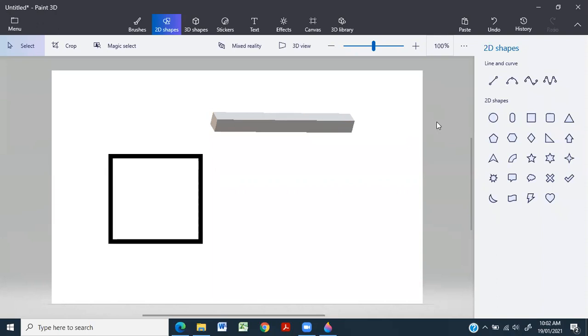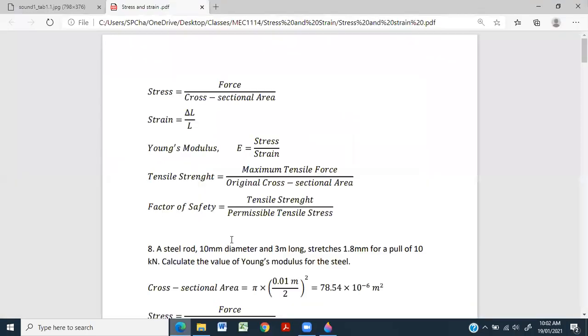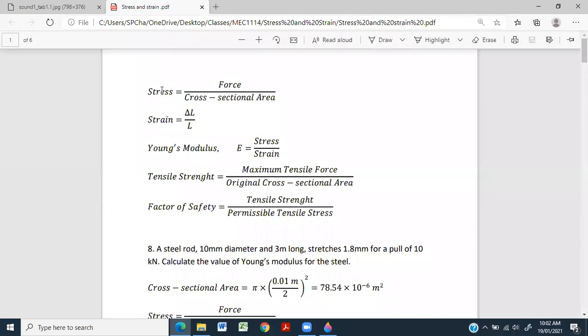All right, so first let's just get the formulas down. As you know, we come across quite a few of them. There's force, we know what force is. There's stress, there's strain, there's Young's modulus, tensile strength, factor of safety. First, let's just give you guys a little bit of intuition of what stress is.